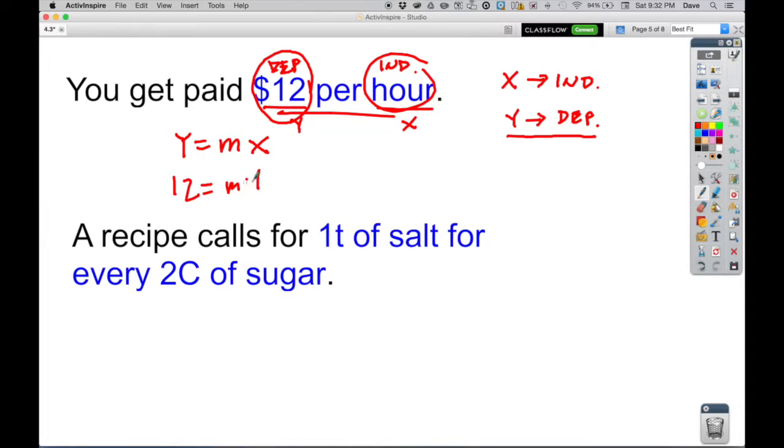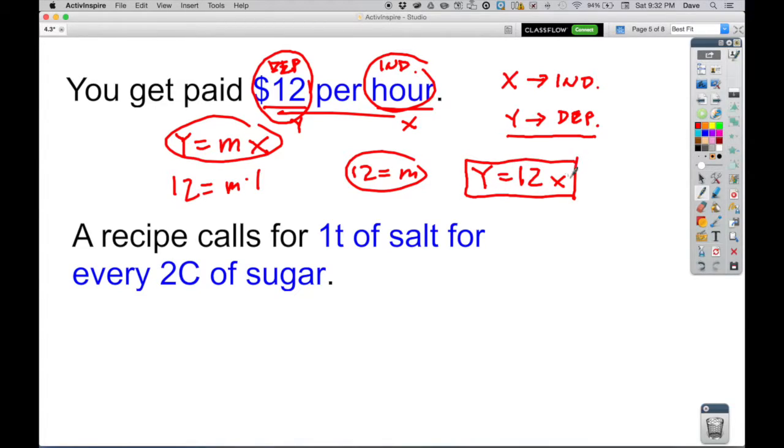Well, this one's an easy one. m times 1 is just m. So m equals $12. So to get the direct variation equation for this problem, I just take y equals mx, and I'm going to plug in what I found for m. So y equals 12x. So this equation represents this proportional relationship. And if you think about it, it makes sense. If x is the number of hours, all I have to do is plug in the number of hours that I work. It'll take each of those hours, multiply it by $12, and it'll spit out the amount of money that I make.